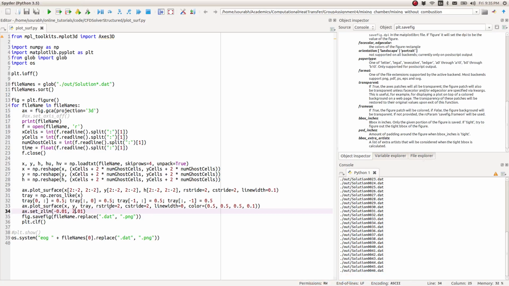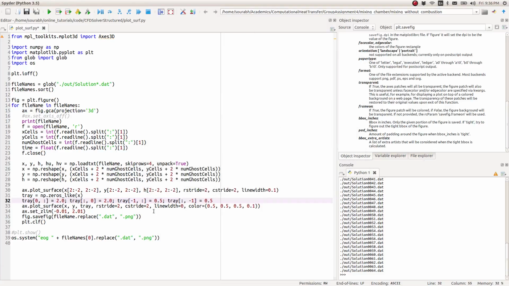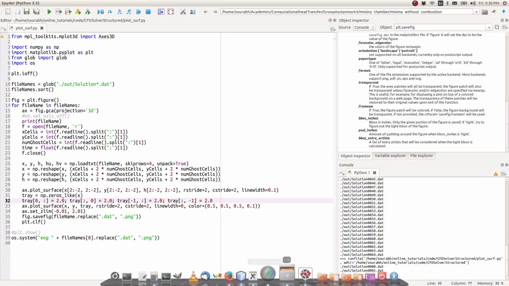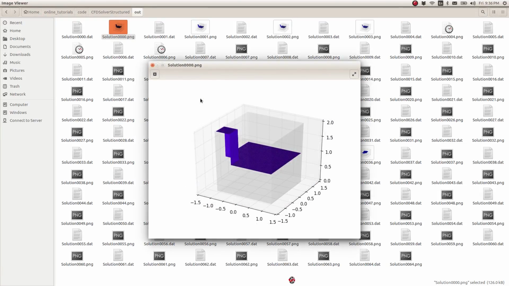It's going to be 2.0, 2.0, 2.0. Okay, I'm going to replot this, so I'll include that. 2.0 and 2.0. So now it looks something reasonable.